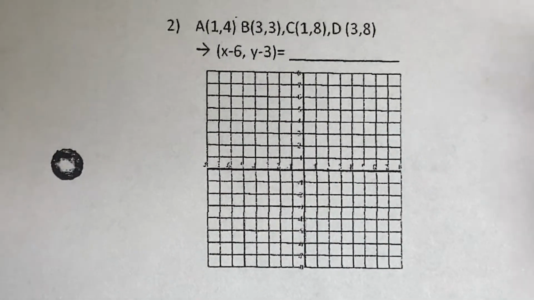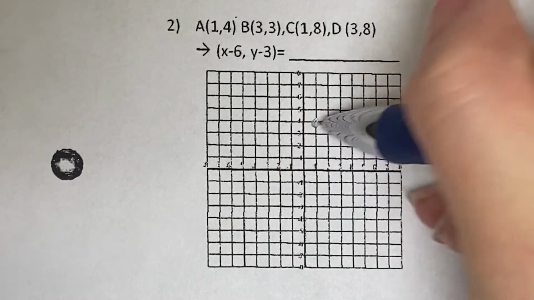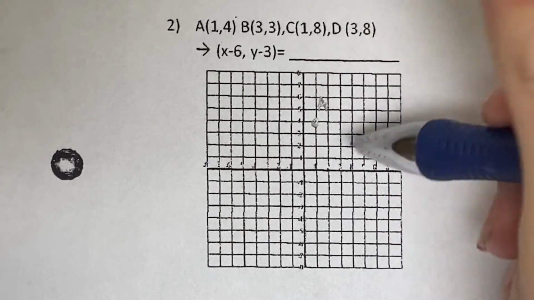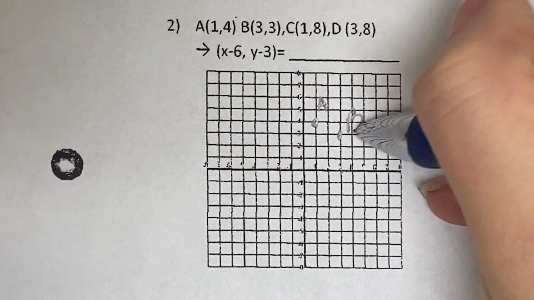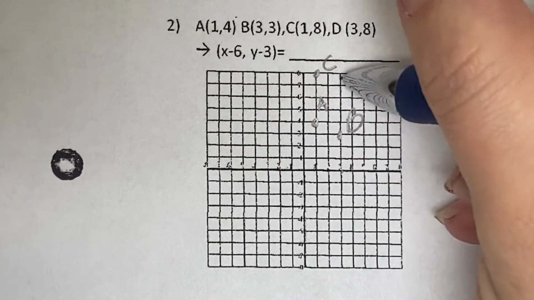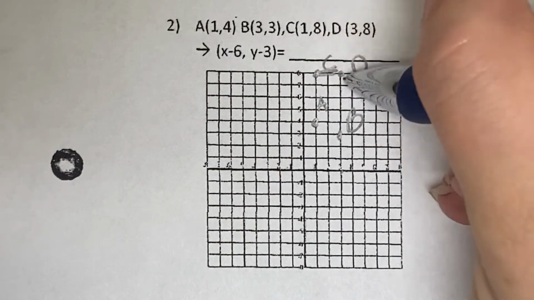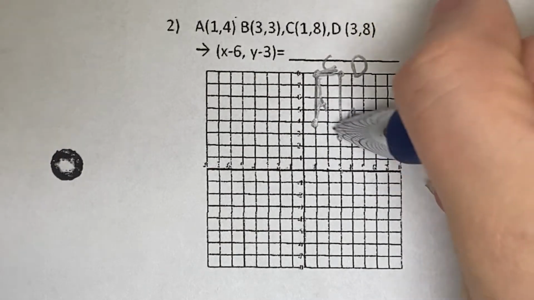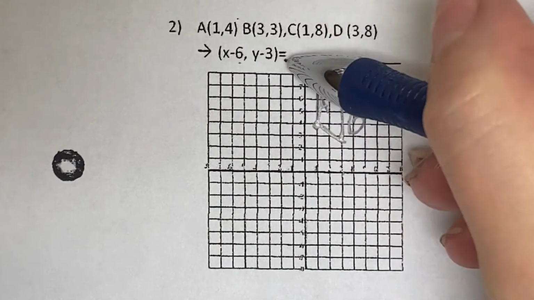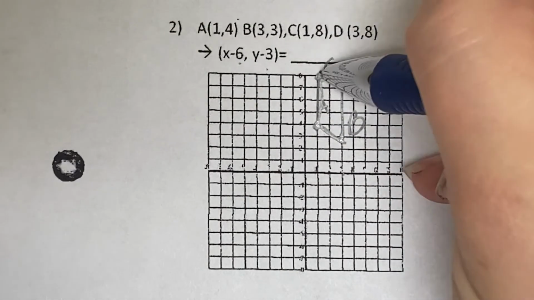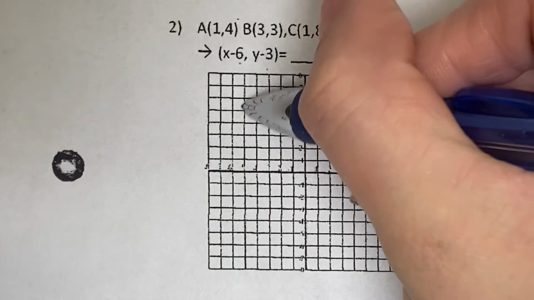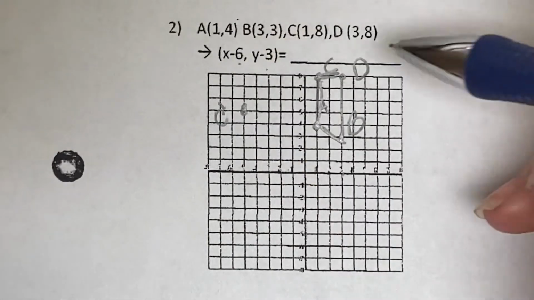Okay, another example, 1, 4. I'm going to plot my original shape. A is 1, 4. I do want you to label each point as you go. B is 3, 3. C is 1, 8. All right, this whole shape needs to go left 6, down 3. Take each point, doesn't matter which one you start with. Started with C, so that would be my C prime.